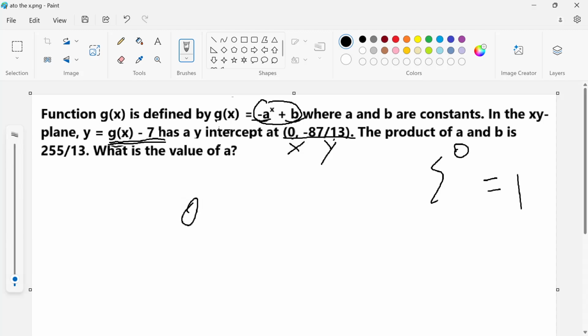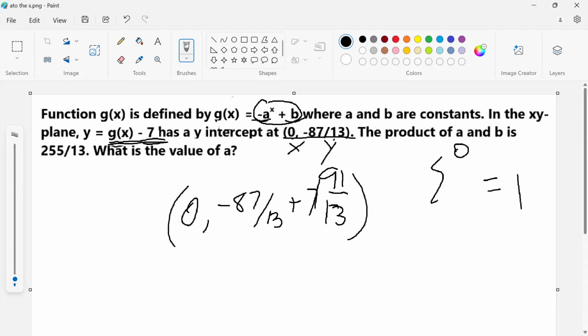This y-intercept, if I add 7 to it, that's the same as adding 7 times 13, which is 91 thirteenths. You do have to know how to manipulate fractions, how to add and subtract fractions. If I add 91 thirteenths to this y value, I'm going to get the y-intercept of g of x. 91 minus 87 is 4. So the y-intercept is (0, 4/13) for g of x.